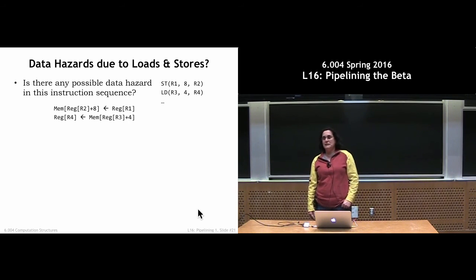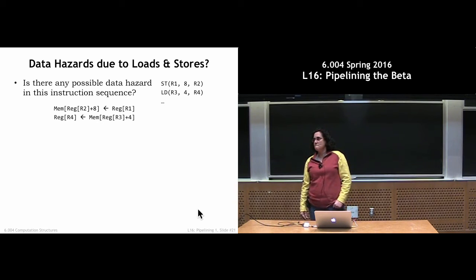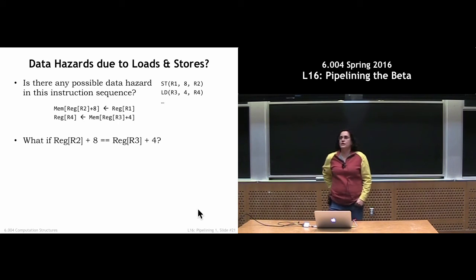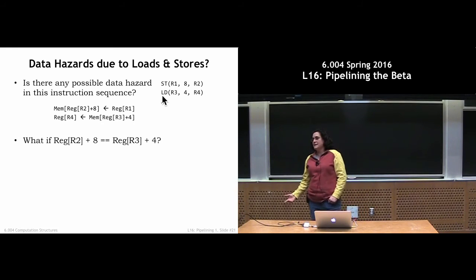Or could I have any data hazard, I should say? So what happens if the contents of register R2 plus 8, which is the address to where I'm storing a value, happens to be the same as the address of the contents of R3 plus 4? And so now I'm storing something into the same location that I'm trying to read it from. That's a data hazard, just like we had with our register file.